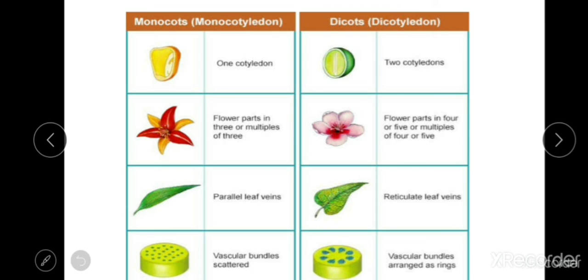Whereas in dicots, we can see a ring-like structure. So there is a certain pattern of ring-like structures in dicots. This is basically the anatomical differentiation we are talking about. And these are the physical differences which we can just look at and identify whether the plant is monocot or dicot.